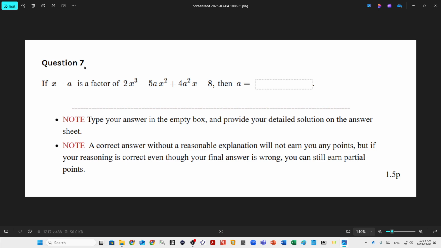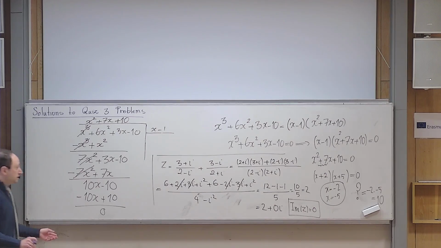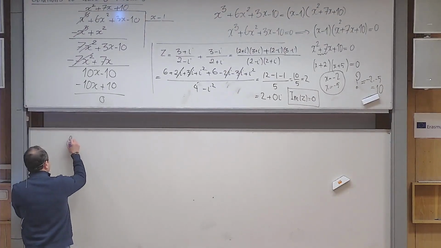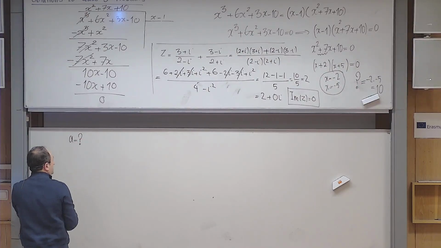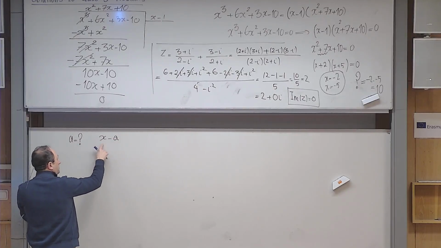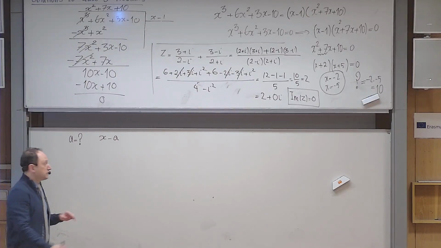So, question number 7. If x minus a is a factor of this polynomial, we want to find a. We can solve this problem in 2 different ways. A longer method or a little bit shorter method. I will solve both of them here for you so that it's good to know about them, okay? So the goal is what? I want to fine-tune this a so that x minus a, with that a that I will find, becomes a factor of this expression.